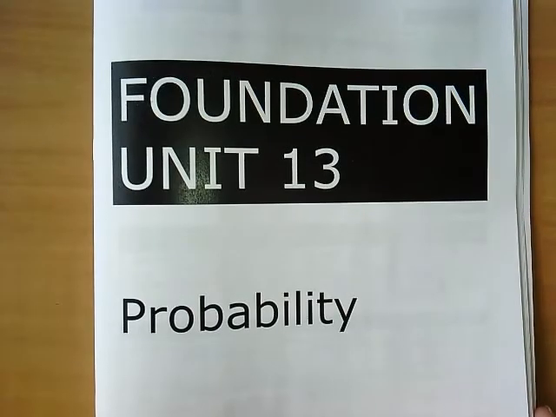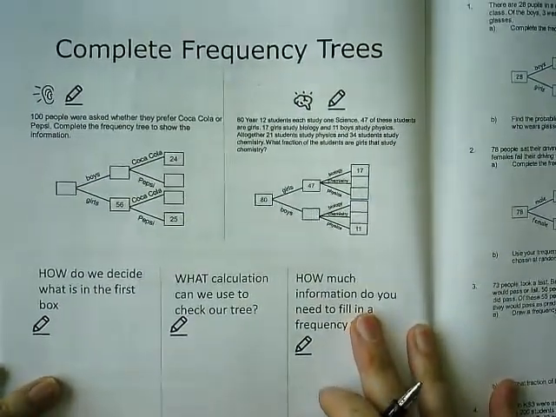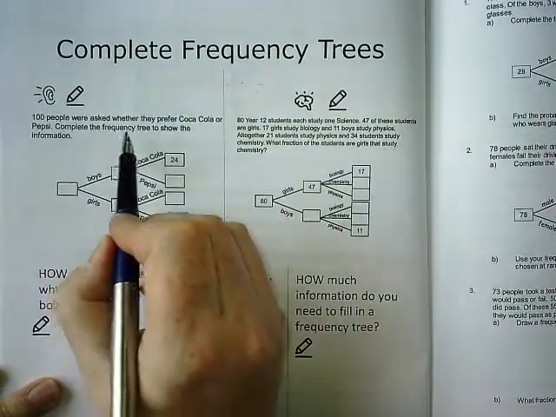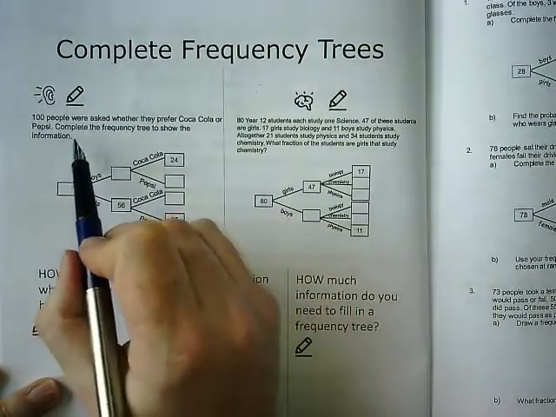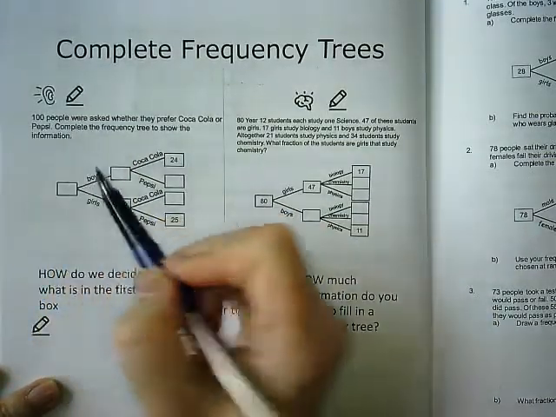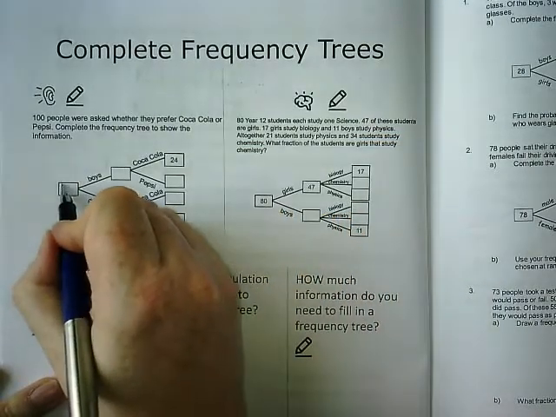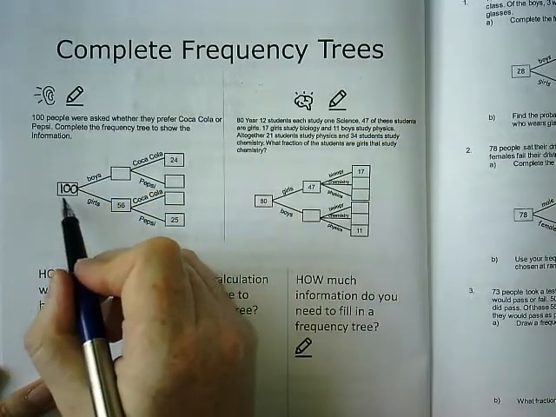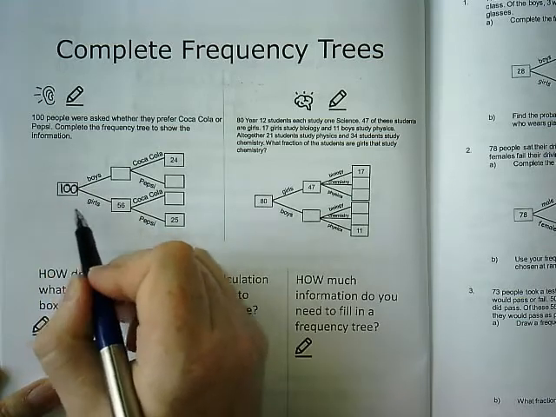So Unit 13, probability, and we're going to turn to complete frequency trees. 100 people were asked whether they prefer Coca-Cola or Pepsi. Complete the frequency tree to show the information. So the first thing is, I know that this frequency tree is about 100 people. So this bit here is the starting number. I've got 100 people.